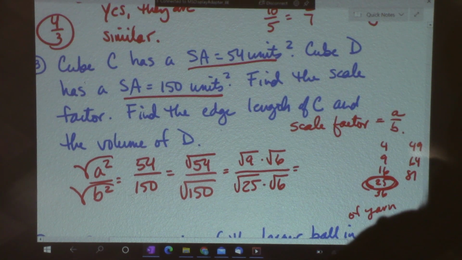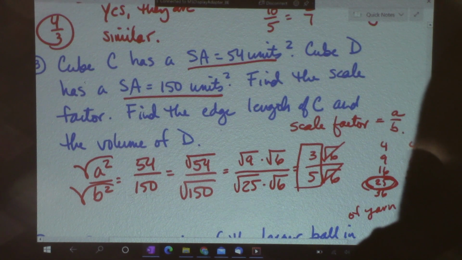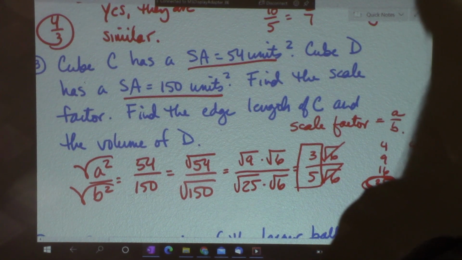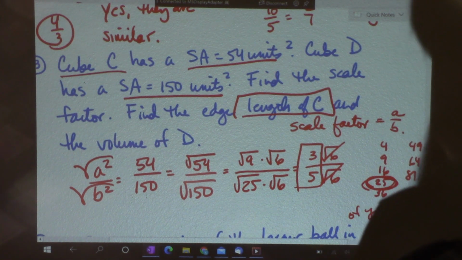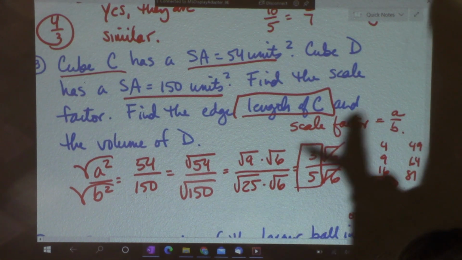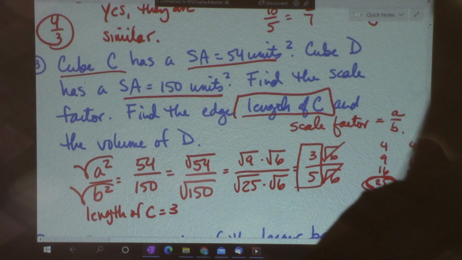Oh, and look at that. The square root of 9 is 3. The square root of 25 is 5. I have square root of 6s there, so I can just cross those out. What's my scale factor? 3 over 5. So that's it. Now, remember, when it says the length of cube C, that is the scale factor. So length is the scale factor. So the length of C is 3, because it was C over D, so that's 3 right here.